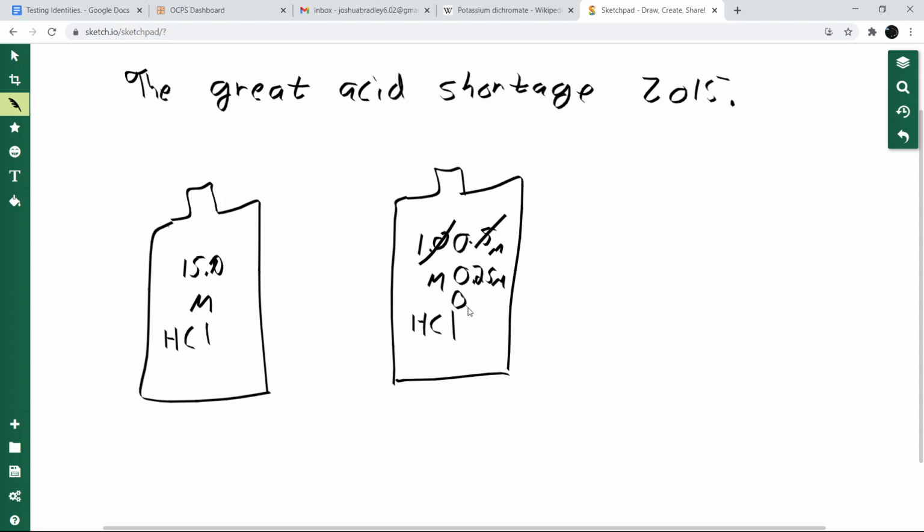Oh, I'm almost out of that. I'll make it even worse. And they kept diluting it down and diluting it down and diluting it down until eventually they gave up on saying what the concentration was, and they ended up saying that it was just dilute hydrochloric acid.